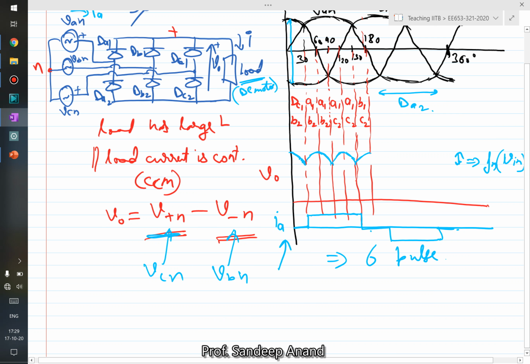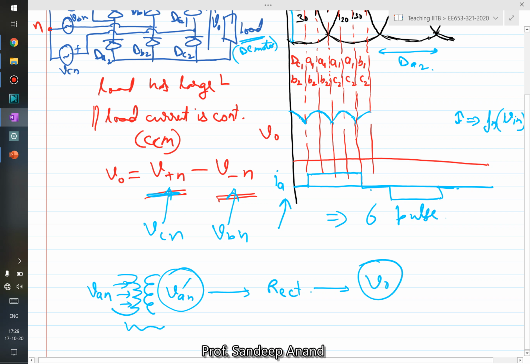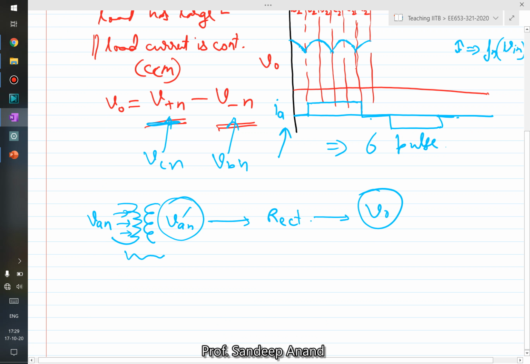At best, what you can do is connect a variac at the input side, where you have VAN and VAN prime, and this VAN prime you give to the rectifier circuits. Then by controlling which tap you connect to, usually on the high voltage side you have tapping, you can manipulate VAN prime, and therefore you can manipulate the rectified output voltage VO. But using a variac, as you would have seen in labs, usually variacs are heavy equipment.